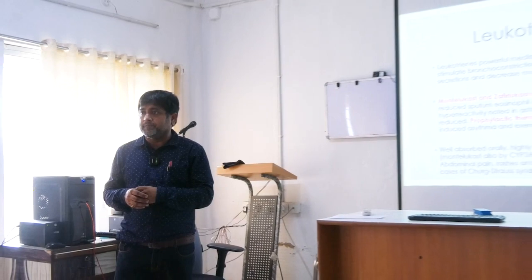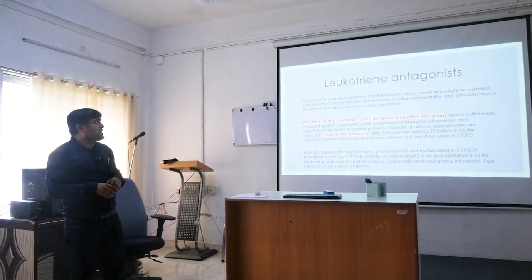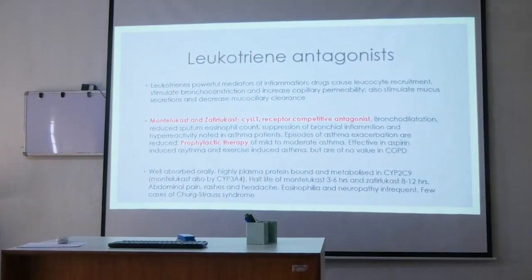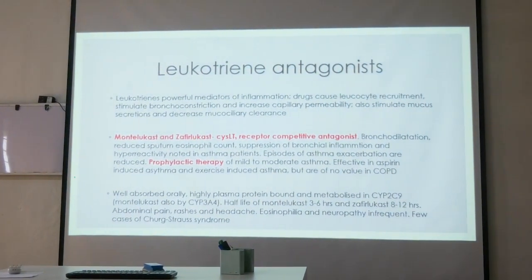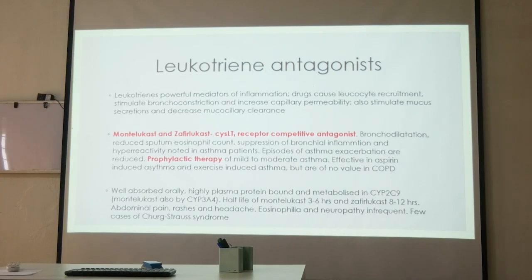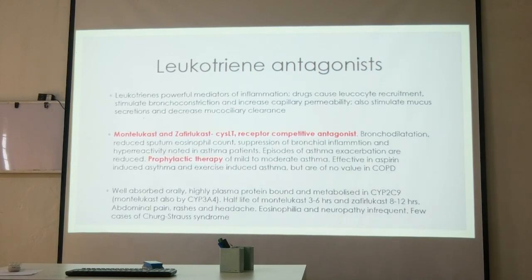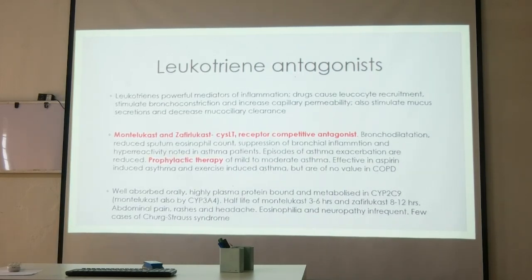Leukotriene antagonists, as the name suggests, act against the leukotrienes. Leukotrienes are powerful mediators of inflammation in bronchial asthma patients. They cause leukocyte recruitment, stimulate bronchoconstriction, and increase capillary permeability. Among the drugs, montelukast and zafirlukast are cysteinyl leukotriene 1 receptor competitive antagonists. They cause bronchodilation, reduce eosinophil count in the sputum, and suppress bronchial inflammation and hyperreactivity. Episodes of bronchial exacerbation are reduced here.